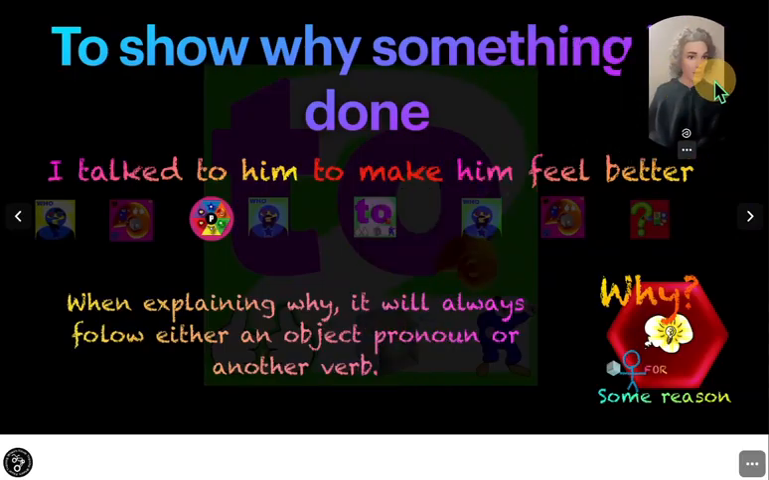Okay, let's look at that. I talked to him to make him feel better. So why did I talk to him? I talked to him to make him feel better. When explaining why, it will always follow either an object pronoun or another verb. So here's the object pronoun, him. So I talked to him. Why? To make him feel better. Okay. To make him happy. Something like that.